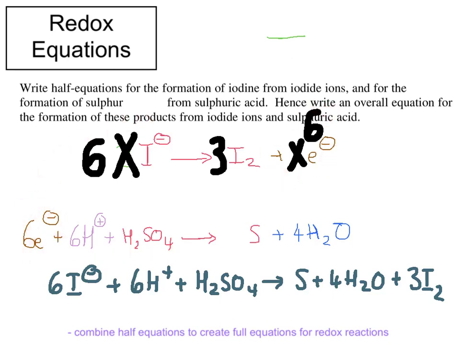So the first step is to multiply up the top equation so that the number of electrons is the same in both equations, and then combine the two equations without writing electrons, because the electrons will cancel out as they are on both sides of the arrow. I hope that helps.